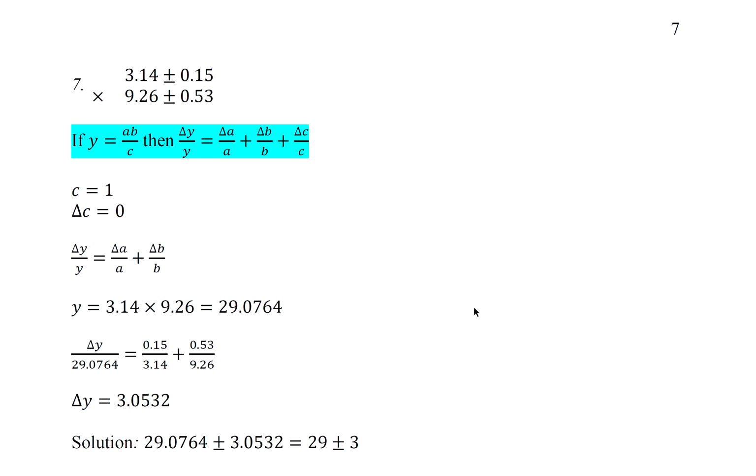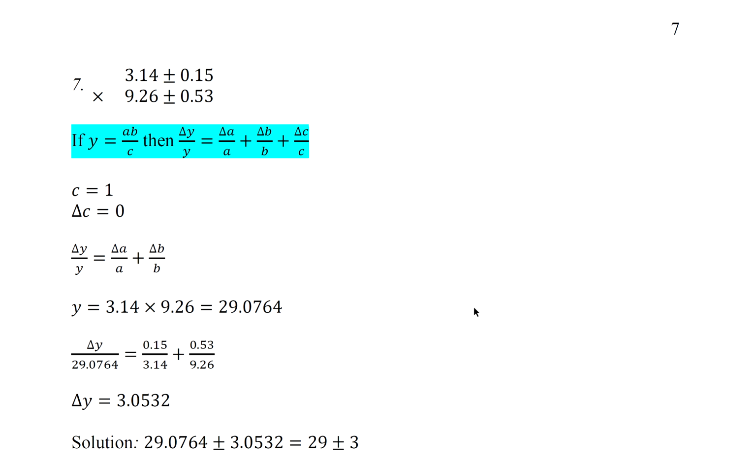Question 7, this is where things get tough. We are multiplying uncertainties. So look at the equation in yellow. If y equals ab over c, then delta y over y equals delta a over a plus delta b over b plus delta c over c. So look at what we have and look at our equation in blue. Since we're multiplying numbers, c is going to be equal to 1, so delta c is going to be equal to 0. So now our equation simplifies to delta y over y equals delta a over a plus delta b over b.